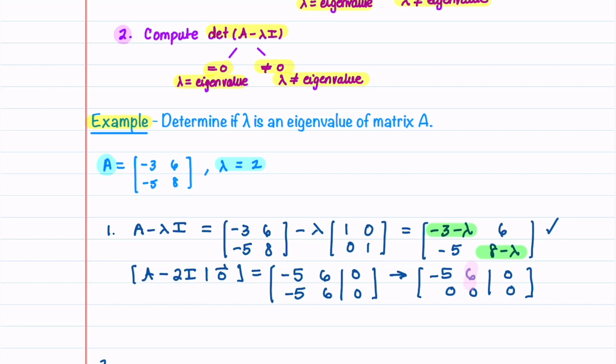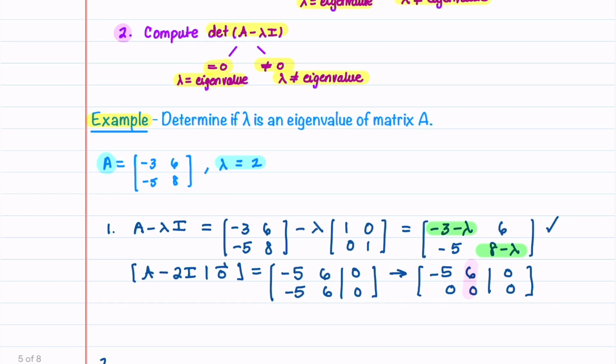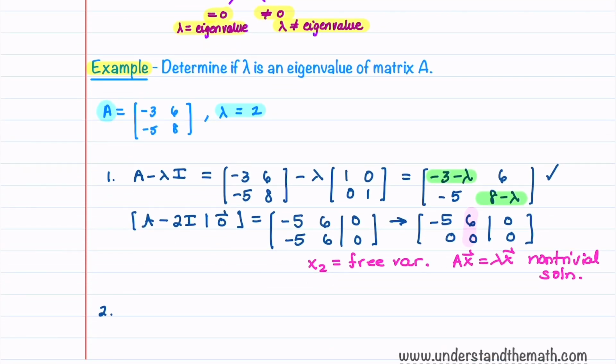Because our second column is missing a pivot, x2 is going to be a free variable, and Ax equal to lambda x is going to have a non-trivial solution. This tells us that lambda equal to 2 is an eigenvalue.